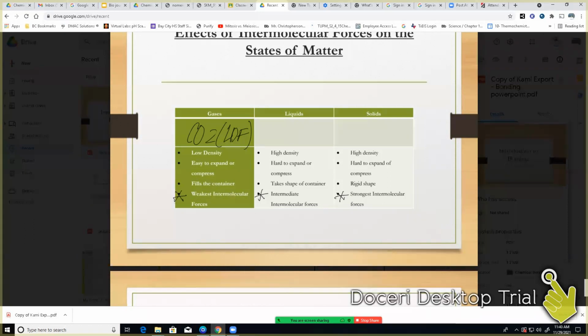Liquids kind of fall in the middle. An example of some different liquids would be fluorocarbons, compounds that are made of carbon and fluorine. And those are liquid at room temperature. These happen to have dipole. Dipole would be the type they have. So liquids, as far as the intermolecular forces, are in the middle, they're intermediate.